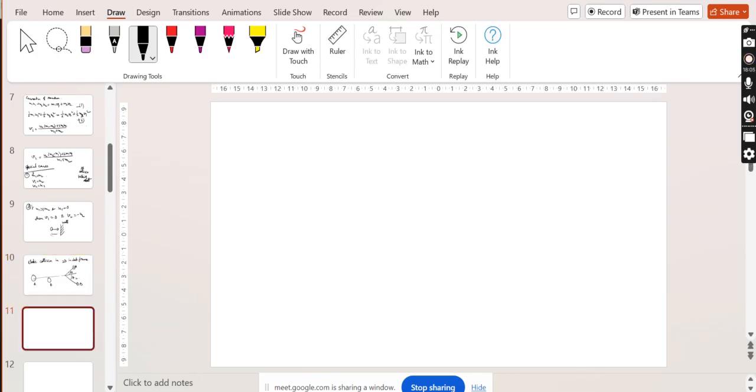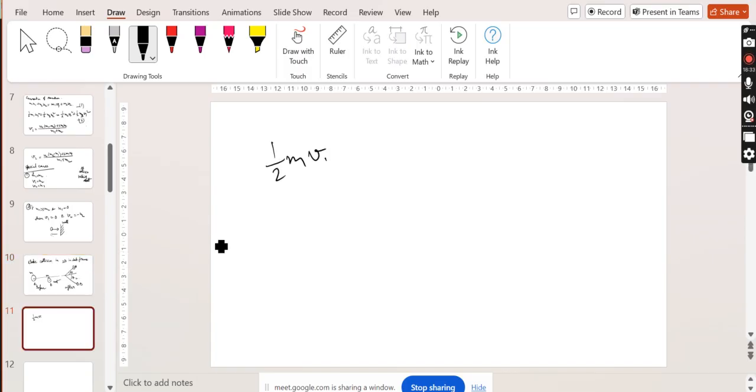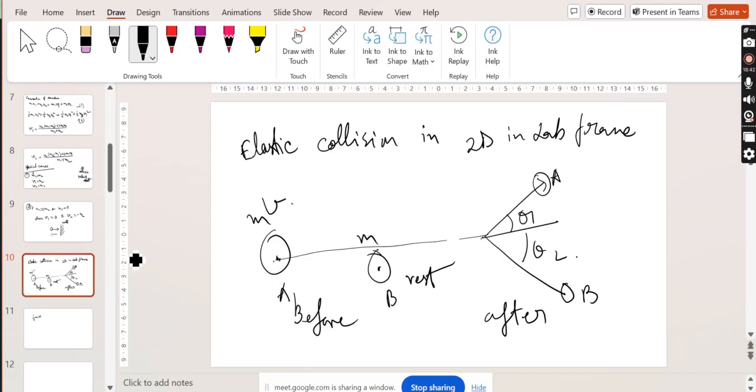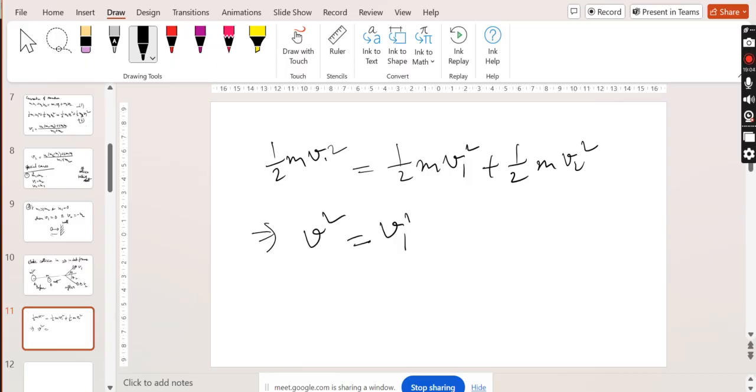We need to write the conservation rules. We assume that one of them, B, is at rest. This is the before picture and this is the after picture, and they are of the same mass and B is at rest. So these are the special cases. The velocity of A was v, and now we have the velocities v1 and v2. Half m v square is equal to half m v1 square plus half m v2 square. So from here we can see v square is equal to v1 square plus v2 square.